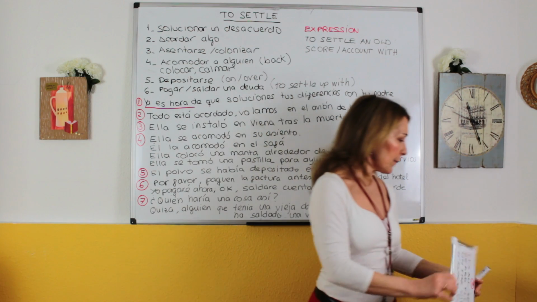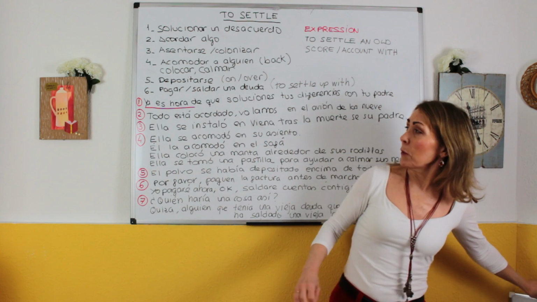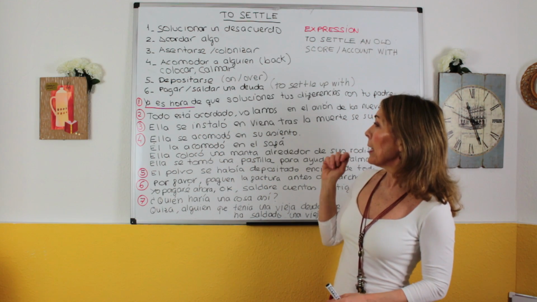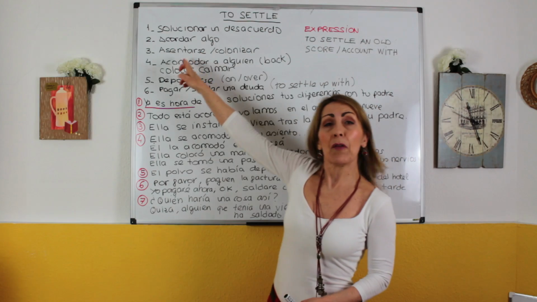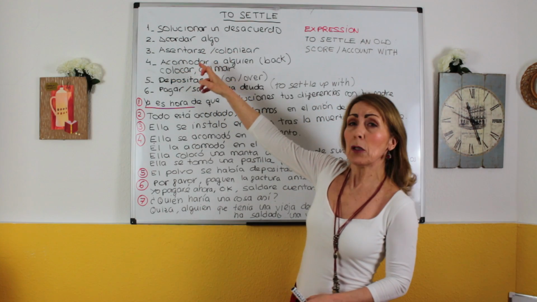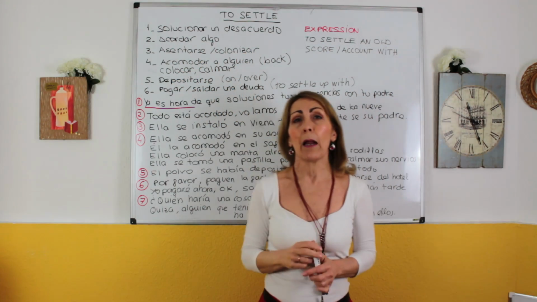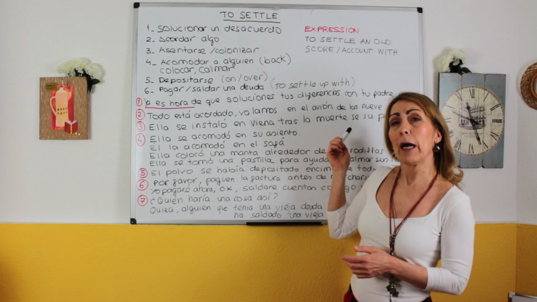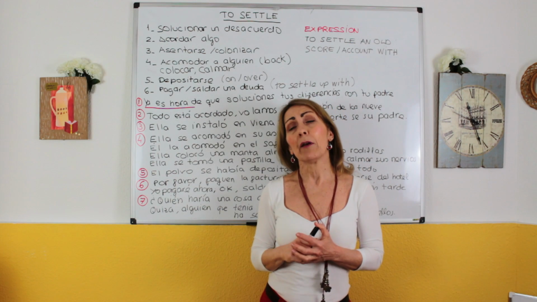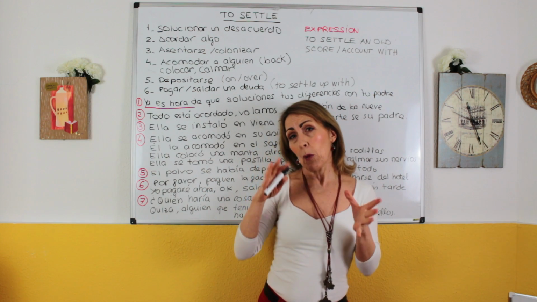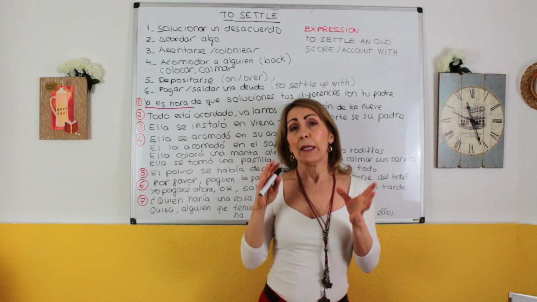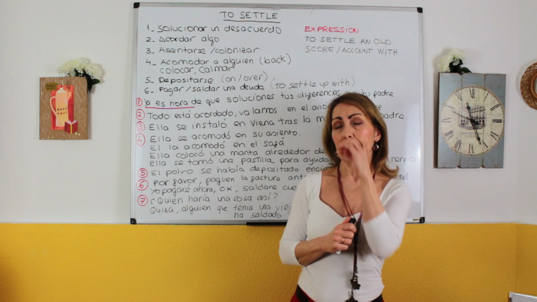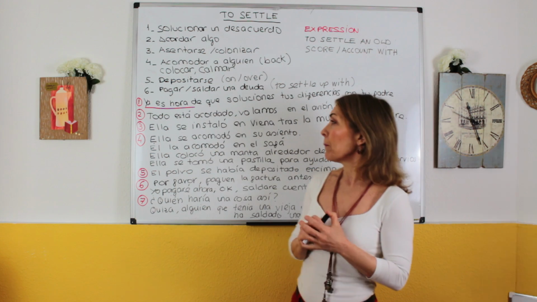Very well. The third sentence that we are going to translate into English is ella se instaló en Viena tras la muerte de su padre. The third meaning, asentarse en un sitio o instalarse o colonizar. Okay, I'll wait for you. Here we have la muerte de su padre. We have to use the Saxon genitive because it is la muerte de su padre. We don't say the death of her father. You already know how to say it. Okay, I'll wait for you.